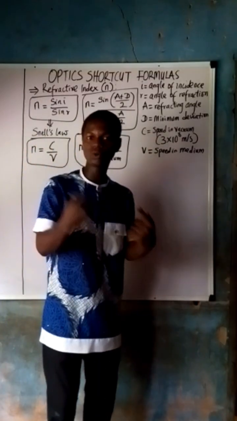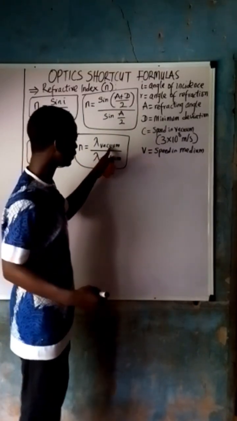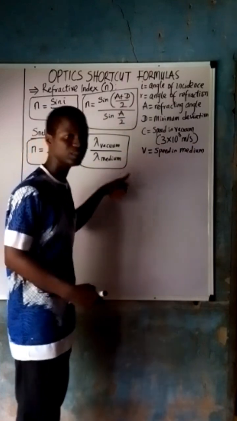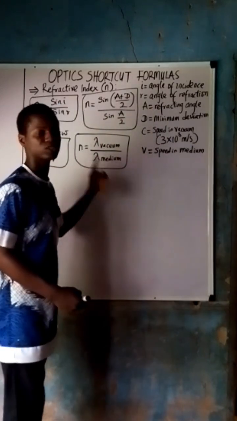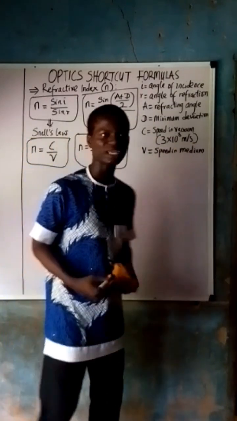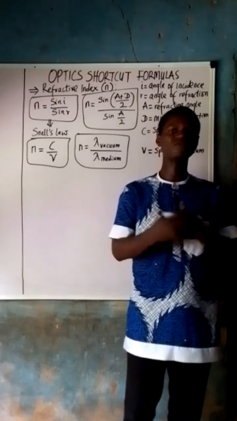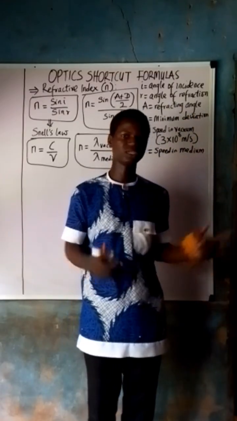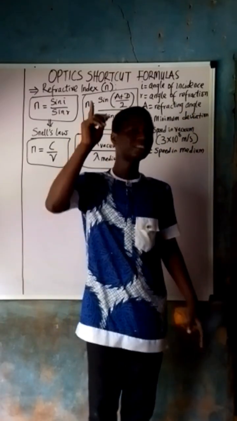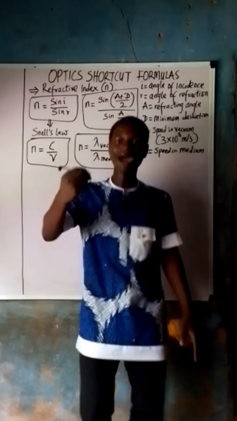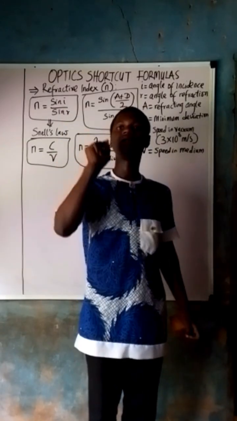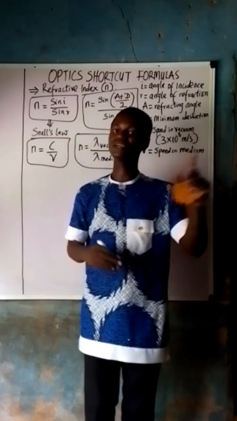It stands for wavelength. So this is wavelength in vacuum over wavelength in the medium. If you do that, you get your refractive index. Now, sometimes you might not be given wavelength or velocity. You might be given what they call critical angle. How do you now find your refractive index when you are given critical angle?